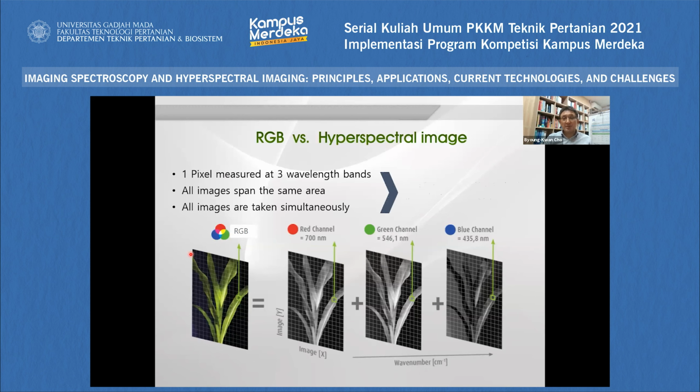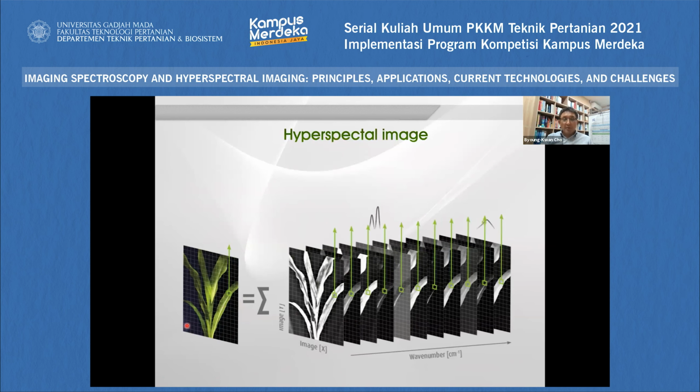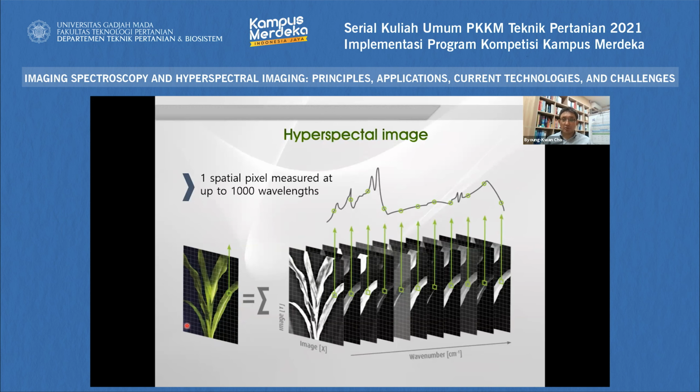Then what is a hyperspectral image? This is a color image. As I told you, color images consist of 3 wavebands: red, green, and blue. Using these 3 bands, we can make a color image like this one. But hyperspectral images have lots of wavebands, not just 3, but 100 or 1,000 wavebands like this one.